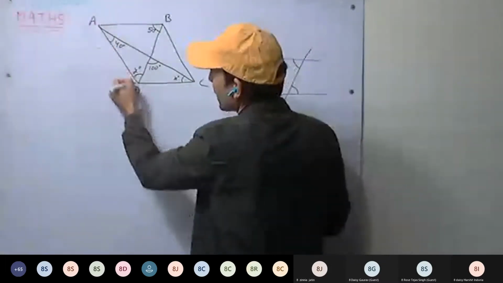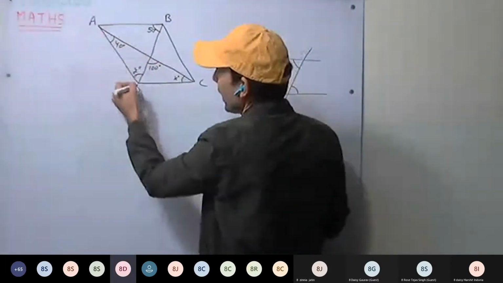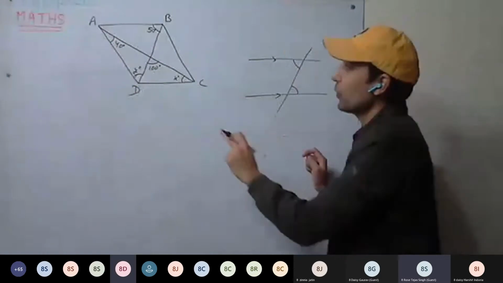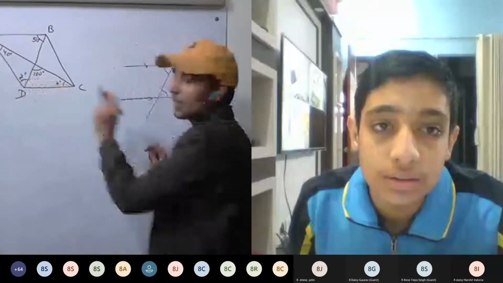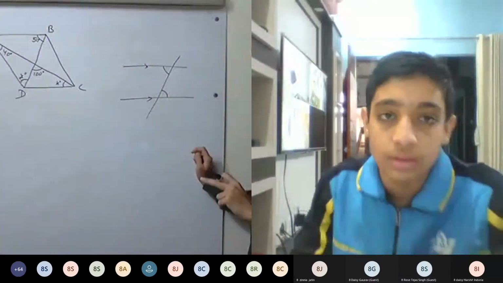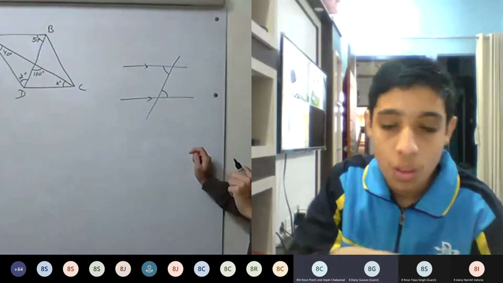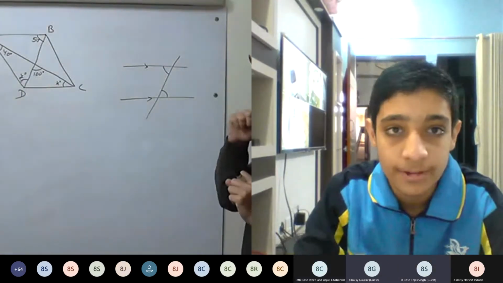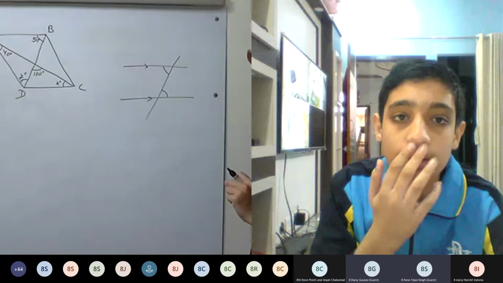But see here, are AC and AD parallel? No, sir. Therefore, these are not alternate angles. Sir, the angle opposite to 100 degree will also be 100 degree. That is fine.